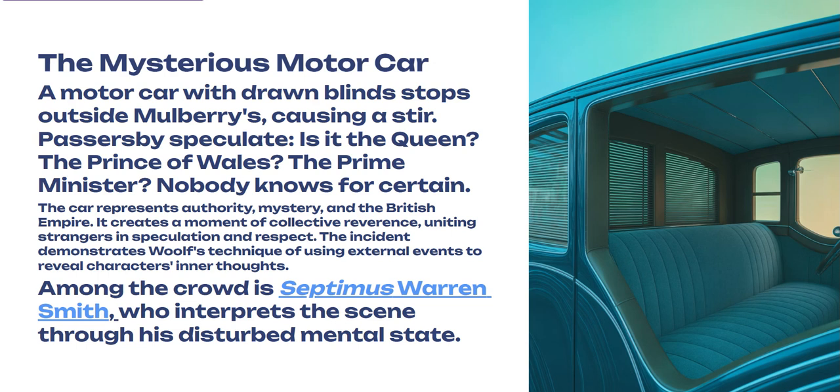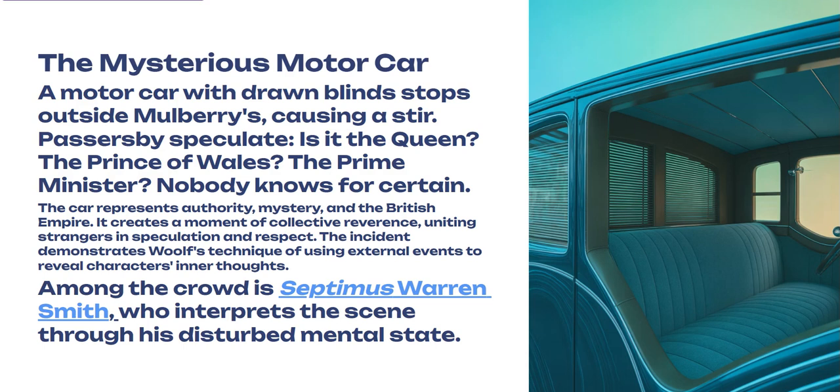Here, this motor car stands for mystery. Actually, we couldn't find out who is moving in the car. Everyone on the road, all the passersby, are wondering who is in the car. Is it the Queen, the Prince of Wales, the Prime Minister? Nobody knows for certain. So the car actually stands for power, status, and mystery. It creates a moment when strangers come together and feel the same thing: curiosity, respect, and slight fear also. It is a kind of mixed emotion represented by the passersby.